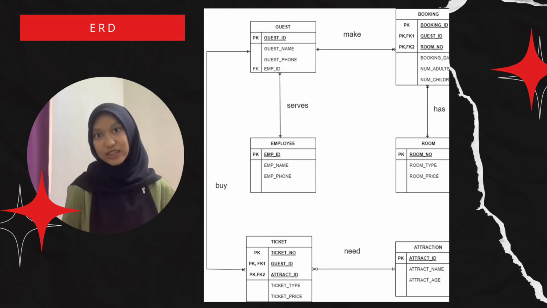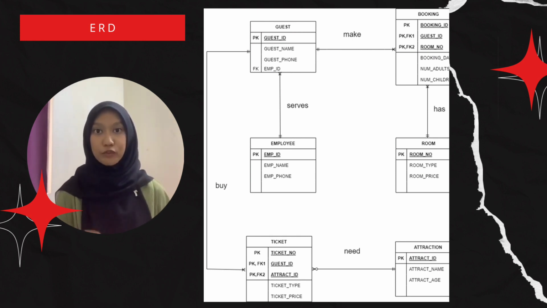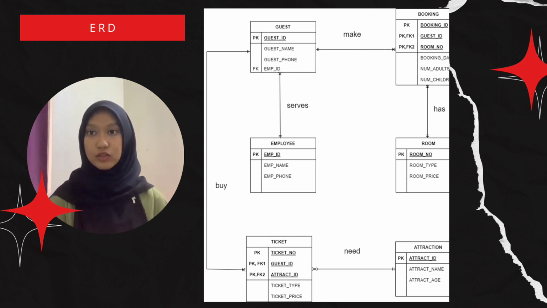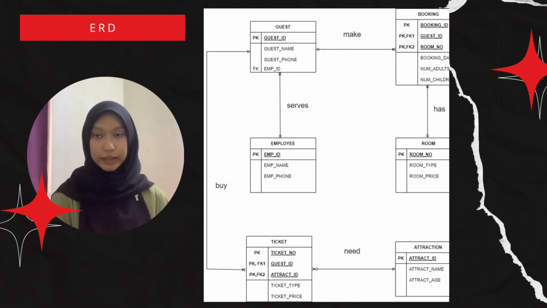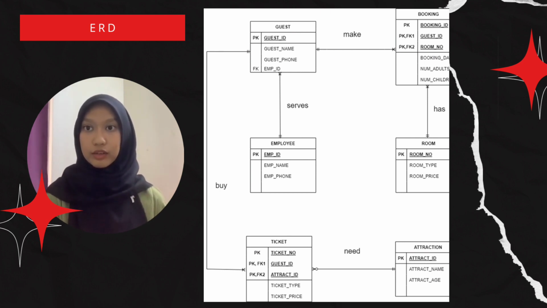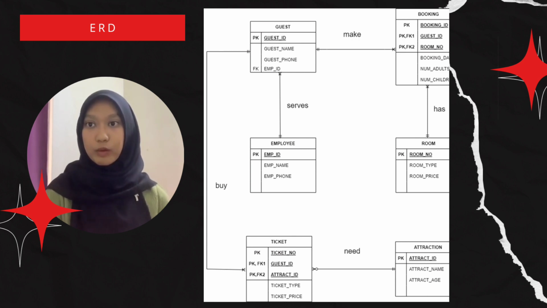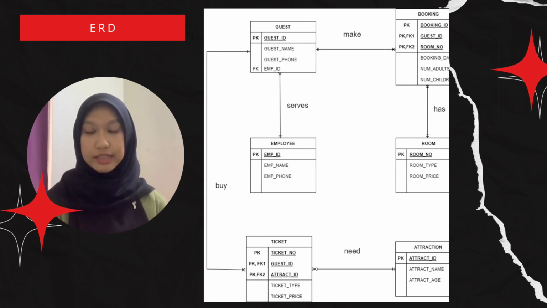Okay, as you can see on the slide, there is the ERD for this hotel management system. There are a few entities that we use for this hotel management system. The first one is guest, second is employee, and then also ticket, attraction, room, and the last one is booking. Other than that, there are the primary key, foreign key, and attributes for every table. They also have relationships, which are buy, serve, make, has, and also need.